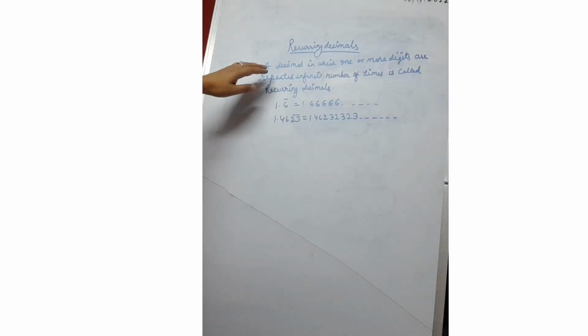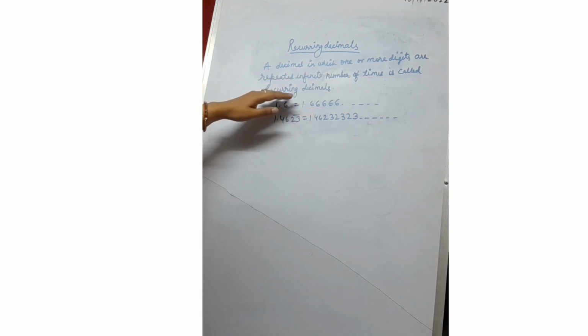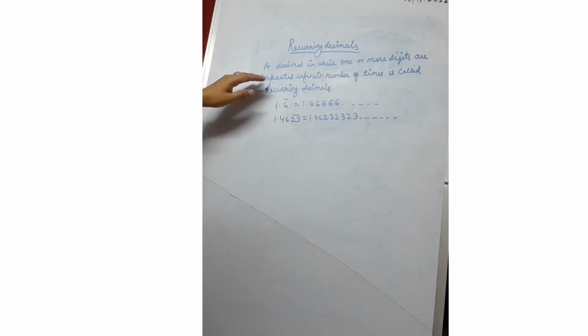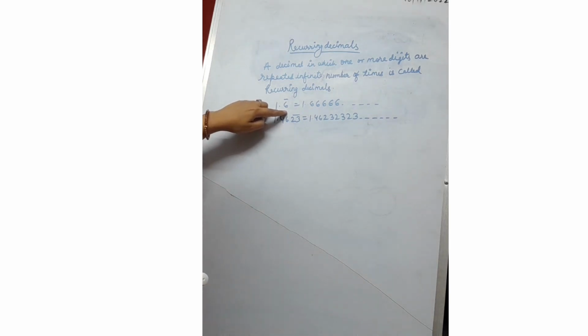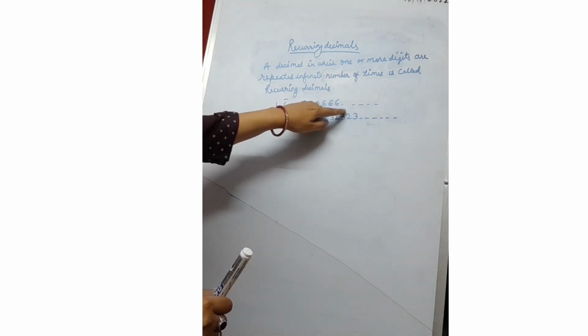What are recurring decimals? A decimal in which one or more digits are repeated an infinite number of times is called a recurring decimal. For example, 1.6 with a bar over 6. Here in 1.6 we put a bar over 6, so it is 1.6666 to infinity.